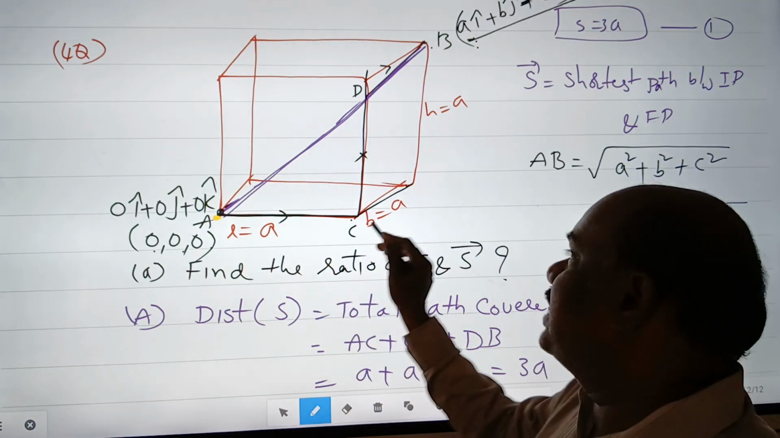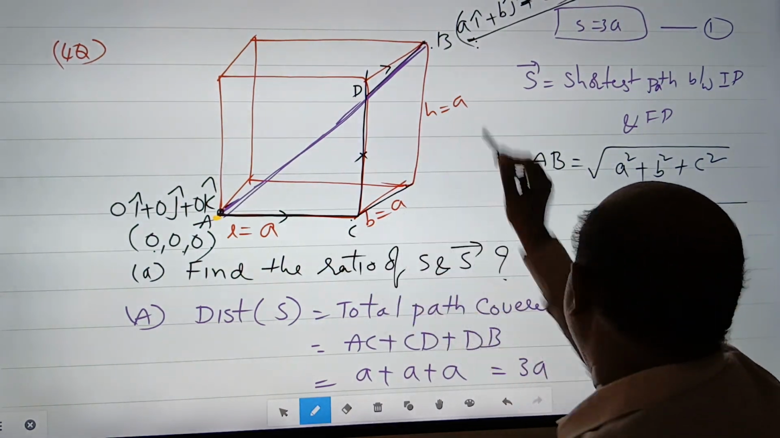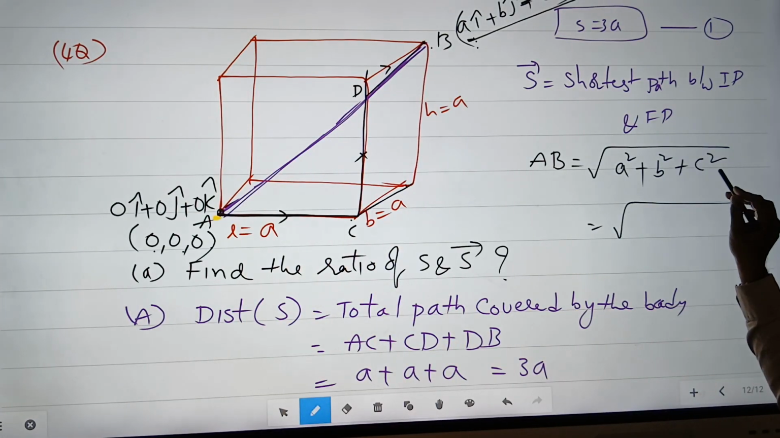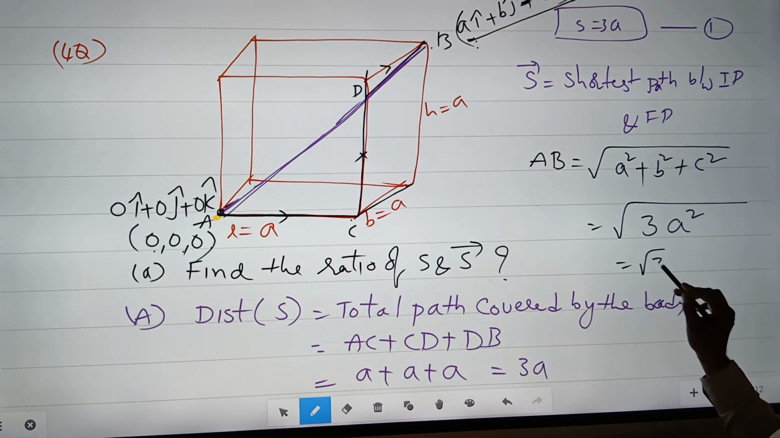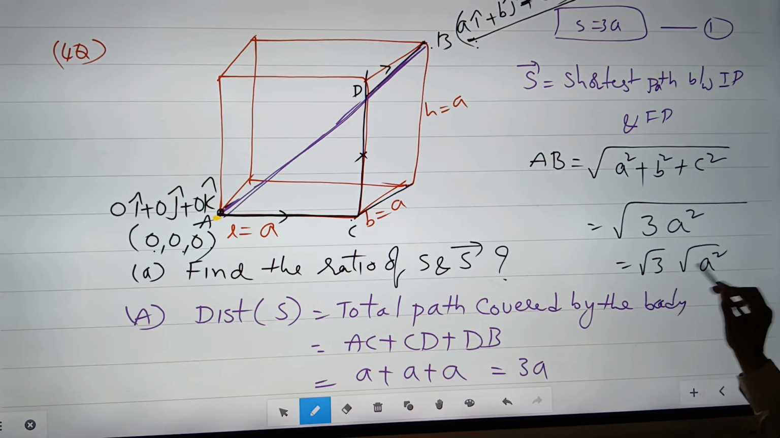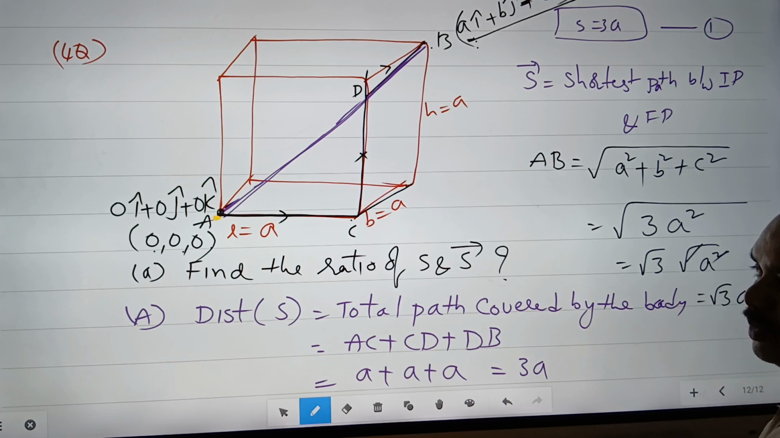So A square plus B square plus C square. But in a cube all sides are the same height, na? You can write it as A square plus A square plus A square. You can write it as 3A square. So root 3 into root A square. Square root cancels. So root 3A is the displacement.